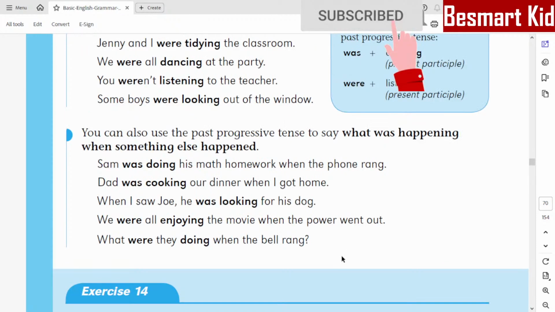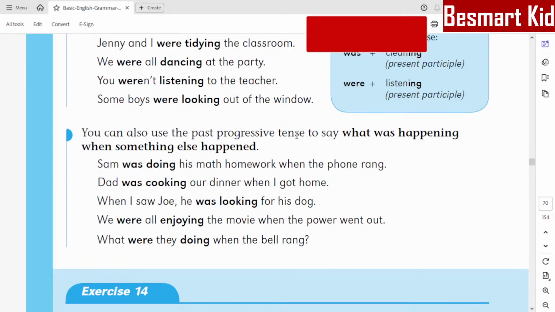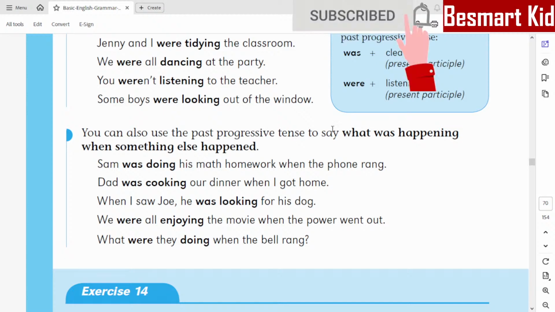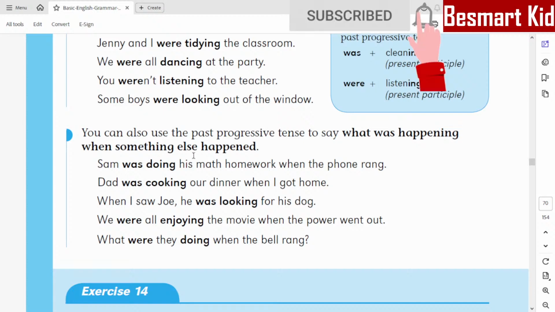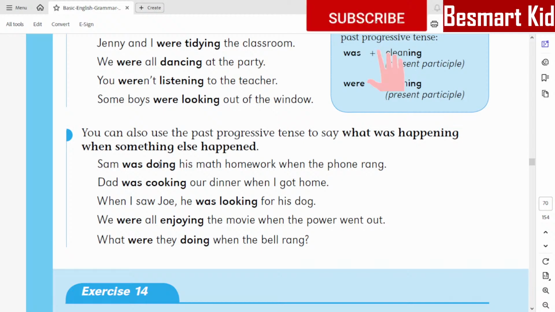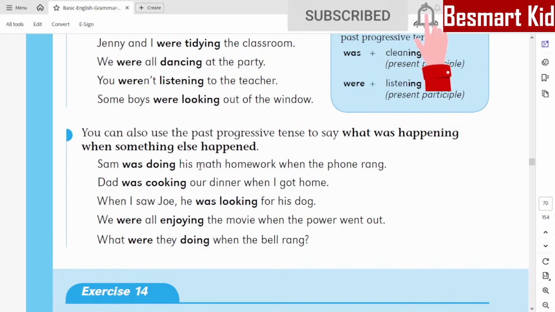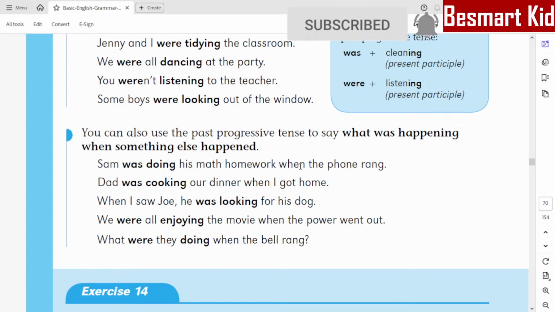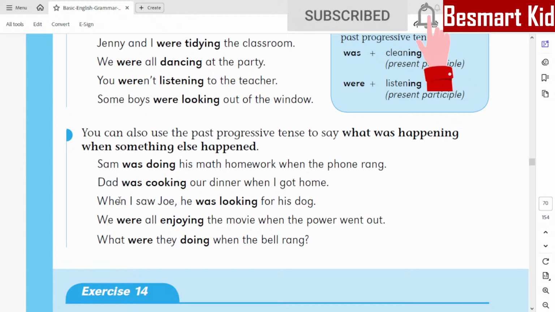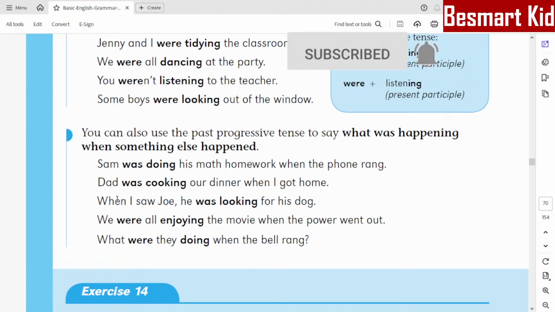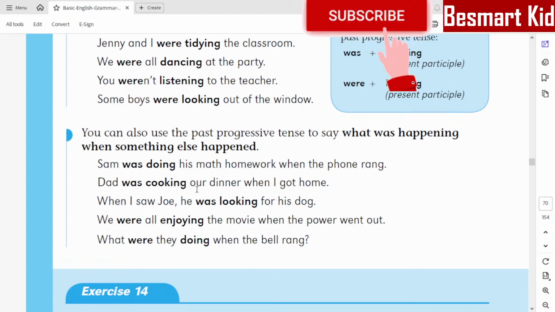You can also use the past progressive tense to say what was happening when something else happened. Sam was doing his math homework when the phone rang. Dad was cooking our dinner when I got home.